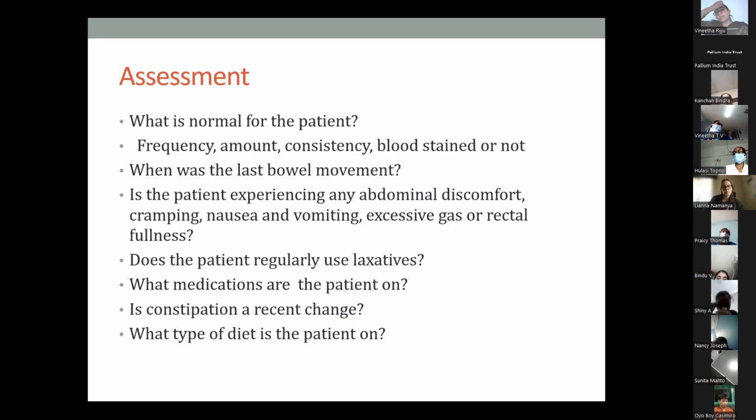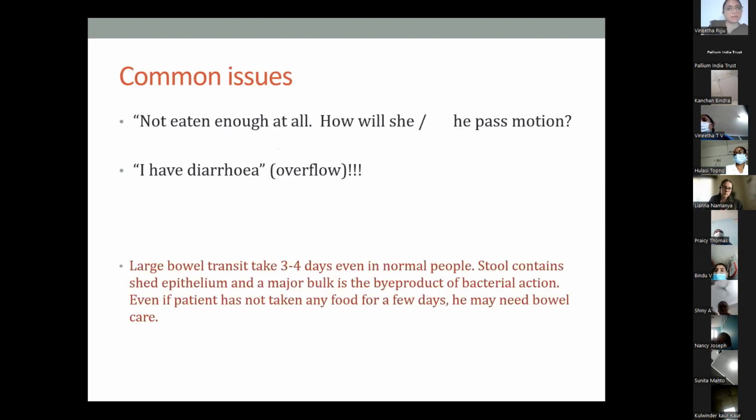Another thing is that these patients tell you, doctor or sister, I am taking laxatives, but still I am not passing motion. Find out from them how much of laxatives they are taking. For all you know, they probably are not taking the adequate amount. So underdosing the laxatives itself is the reason why most patients have constipation, despite being on laxatives. What medications is the patient on? Try to find out that, because those drugs itself can be causing the constipation. And is the constipation a recent change, or what is the type of diet of the patient? All these are important.